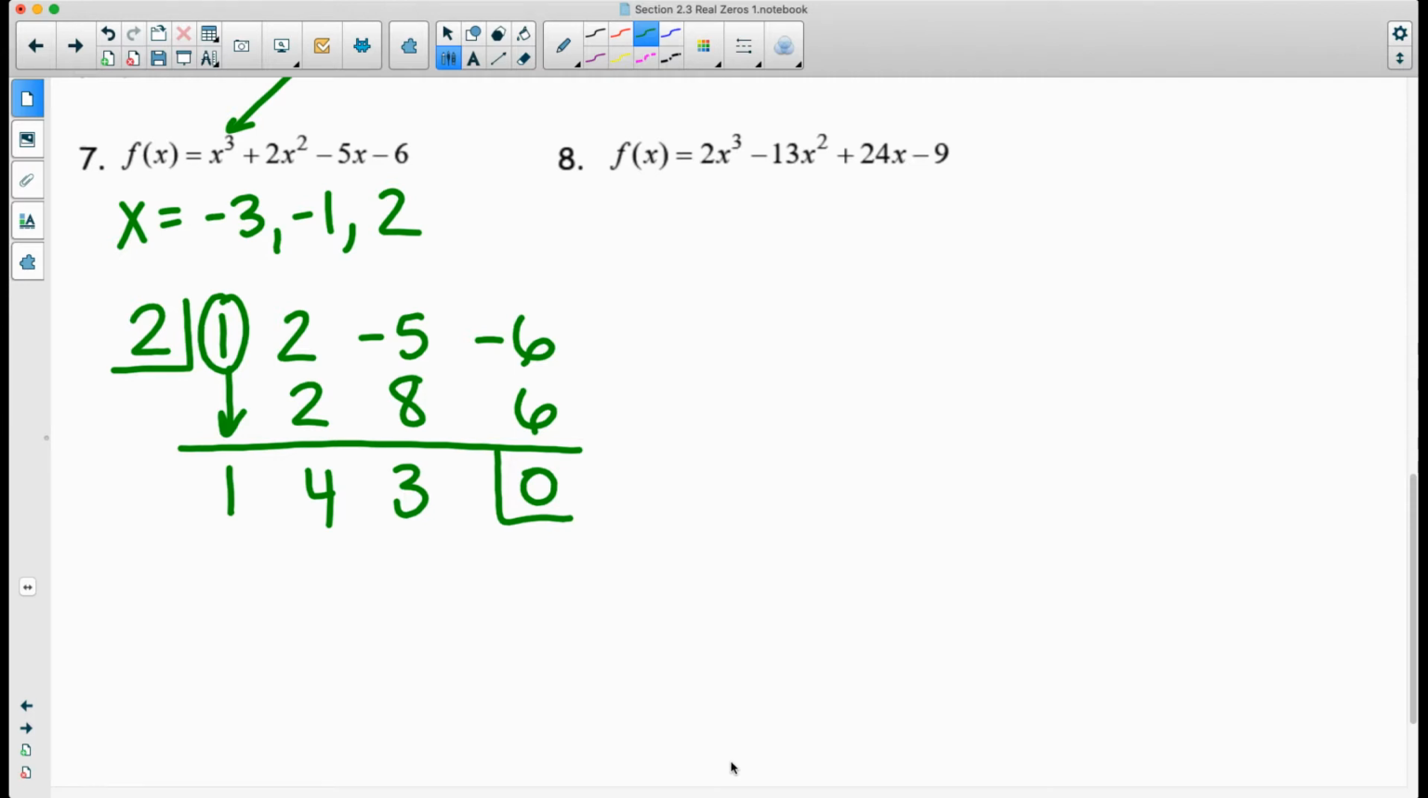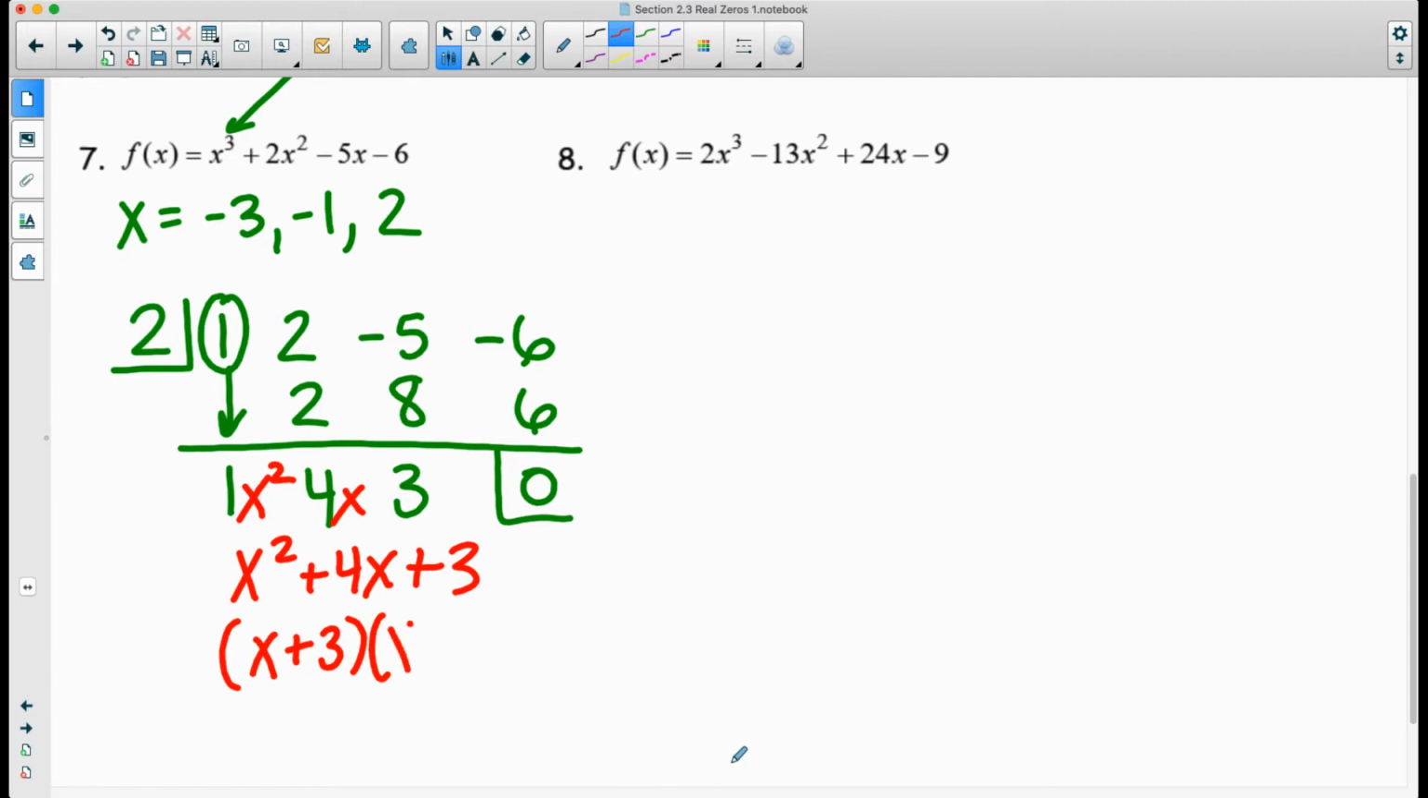So after we do synthetic division, we are now down to x squared plus 4x plus 3. What are factors of 3 that get me 4? 3 and 1. Set those equal to 0. There's our -3, -1. Okay.